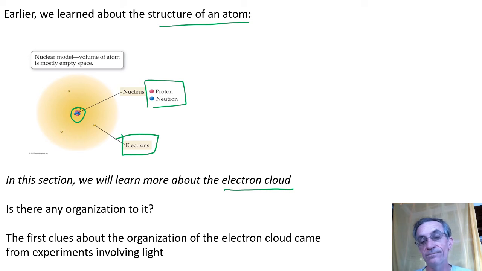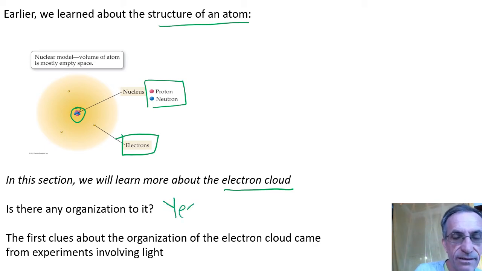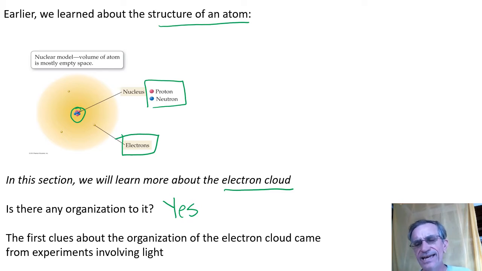Let me give you the bottom line answer. Is there any organization to this outer area? The answer is yes. We're going to be learning about how it's organized. The reason we care is that the way the electrons are organized in the outer part of the atom has a lot to do with how an atom behaves. It will help us understand why some atoms are really reactive and other atoms aren't. That's the ultimate goal of this chapter.